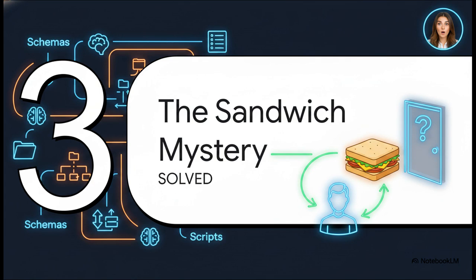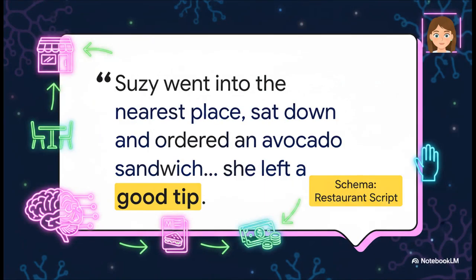We've got our two big clues, schemas and scripts. Now we can finally go back to that sandwich and solve this thing once and for all. Here is that original story again. Read it really closely. It mentions ordering and leaving a tip. But look at the words that are missing. Door, table, menu, bill. Even the simple act of eating the sandwich. They're just not there. So where on earth did your brain get them from?